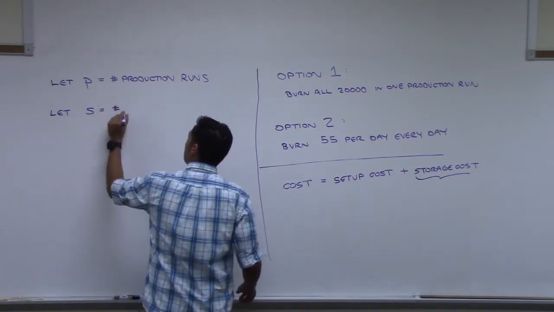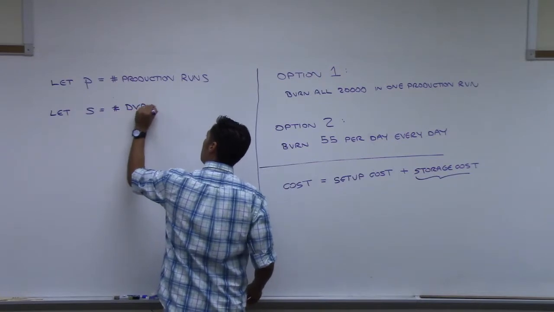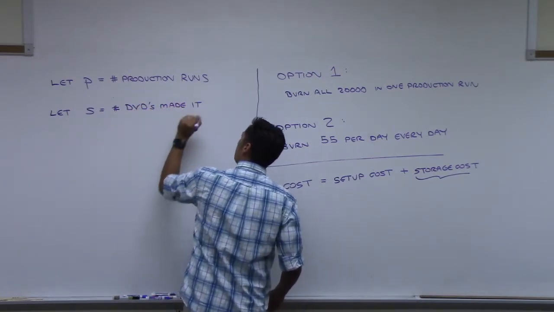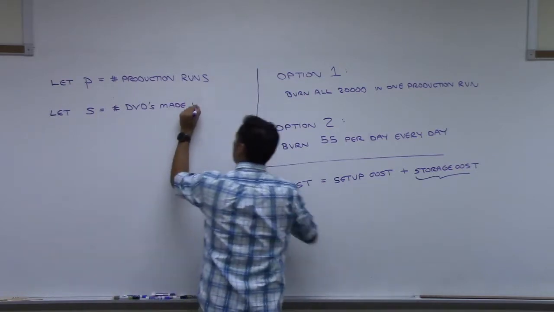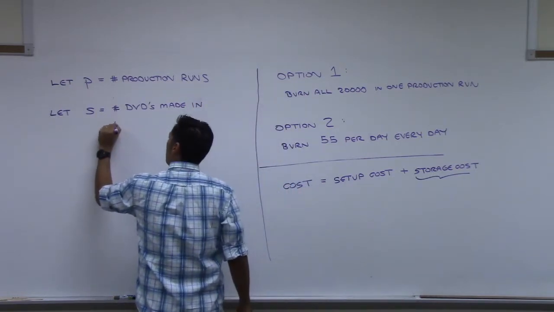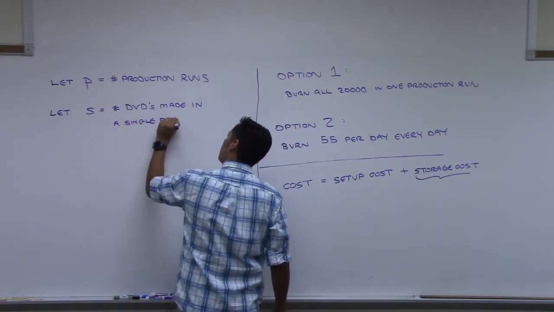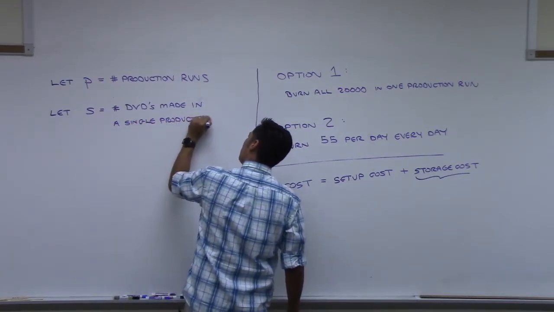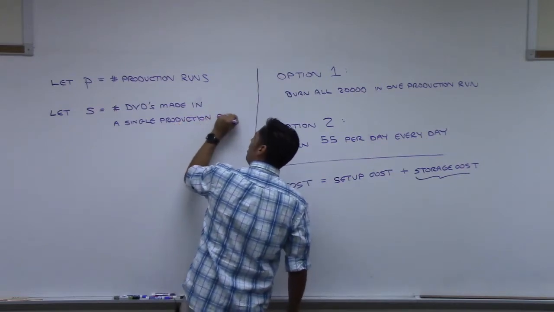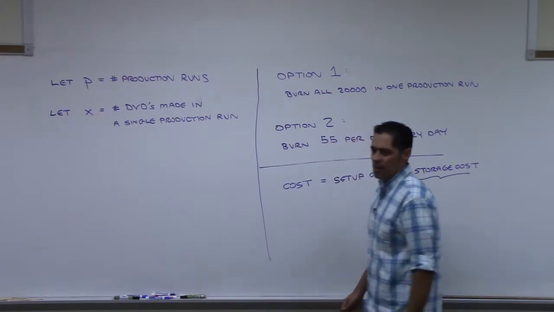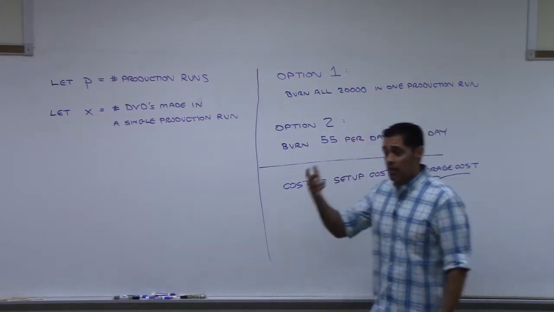I want this to be the number of DVDs made in a single production run. And you know what? I actually want to change it. Let's change it to X. I don't like that it's S, because S is going to make you think storage, like that's how many we have in storage.